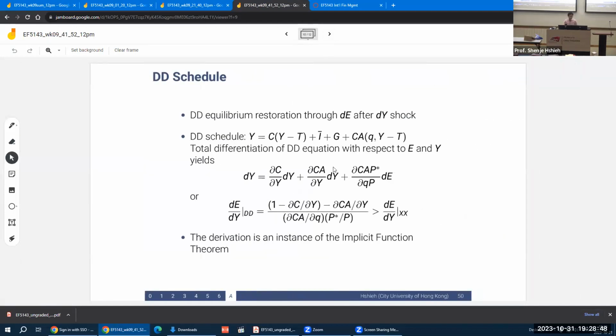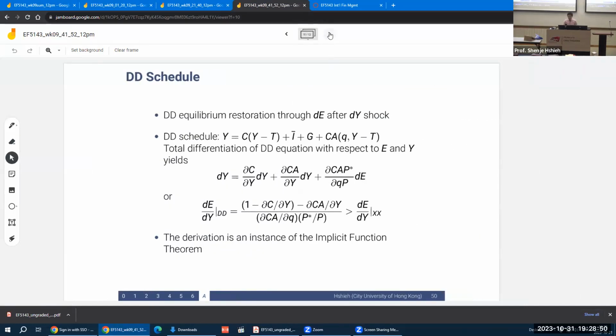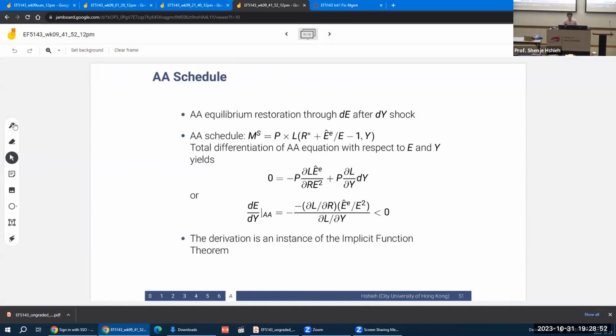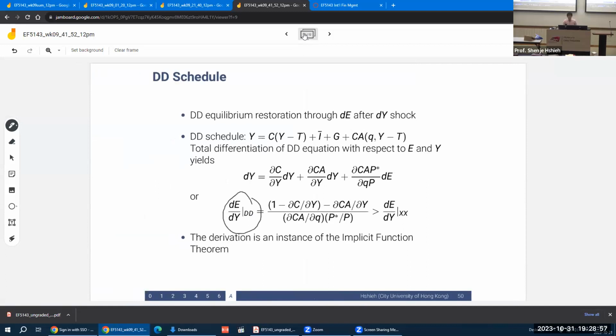But here's the DD schedule derivation and the AA schedule derivation. So I'm looking at the slope, right? So that's the slope. The trick to the derivation depends on two things. One is total differentiation, and the second is what's called the implicit function theorem. I will talk about it if somebody asks, but I'm not going to ever test you on this class. So all you need to know is you can rely on those two theorems to back out the slopes. Okay.